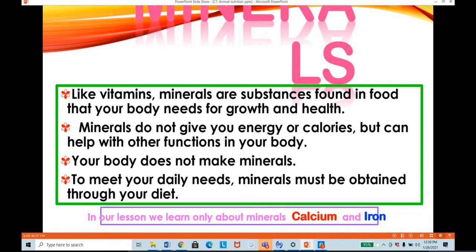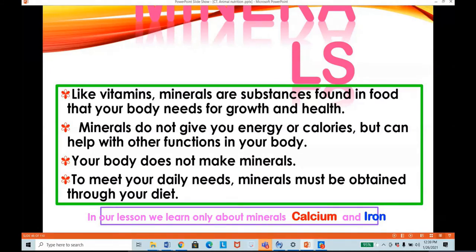Right? So vitamins and minerals are substances found in the food that your body needs for growth and health. So you need to get these minerals from the food you eat. Minerals don't give you energy or calories but can help with the other functions in your body. Like the mineral calcium is required for building strong bones and teeth and maintenance of strong bones and teeth in your body.